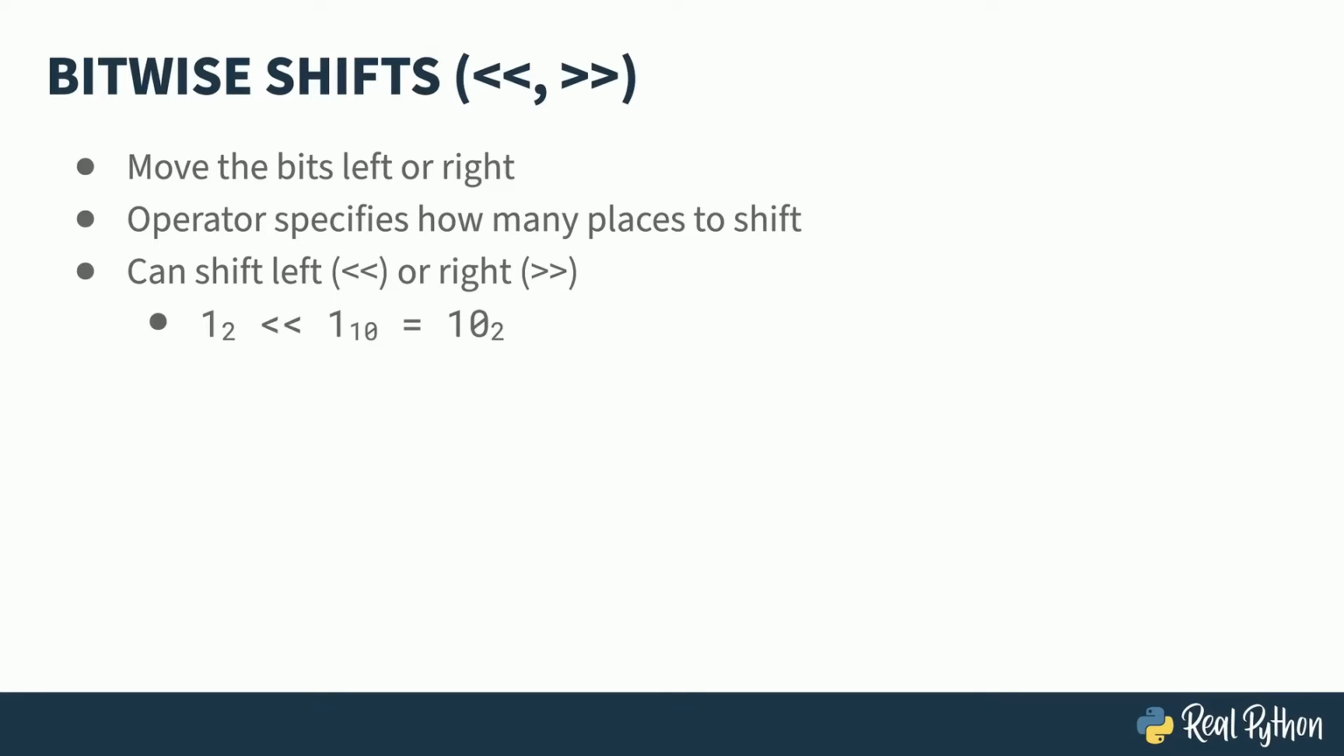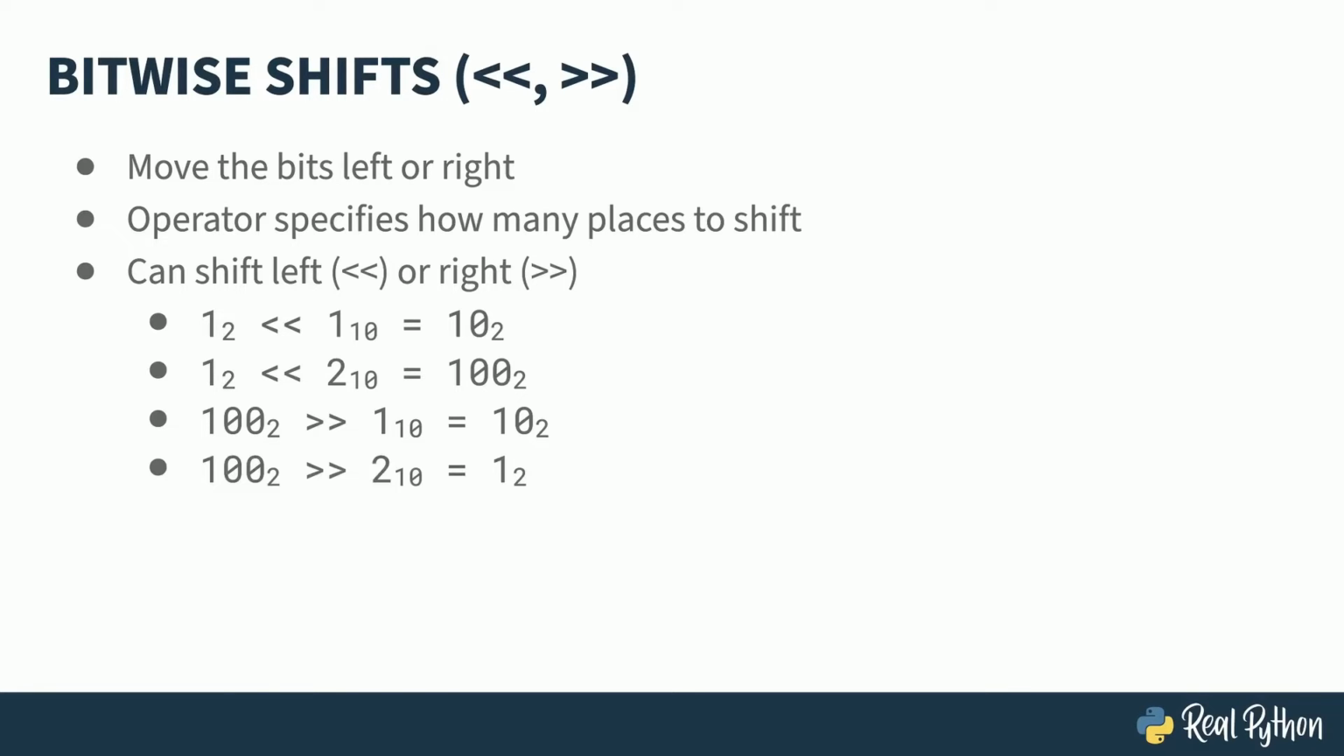1 shifted left by 1 position gives 1, 0 binary, decimal 2. 1 shifted by 2 positions gives 1, 0, 0 binary, or decimal 4. Note that the new digits shifted into the lowest positions are all zeros. 1, 0, 0 shifted right by 1 position gives 1, 0. The rightmost digit of the original is chopped off. 1, 0, 0 shifted right by 2 positions gives 1.